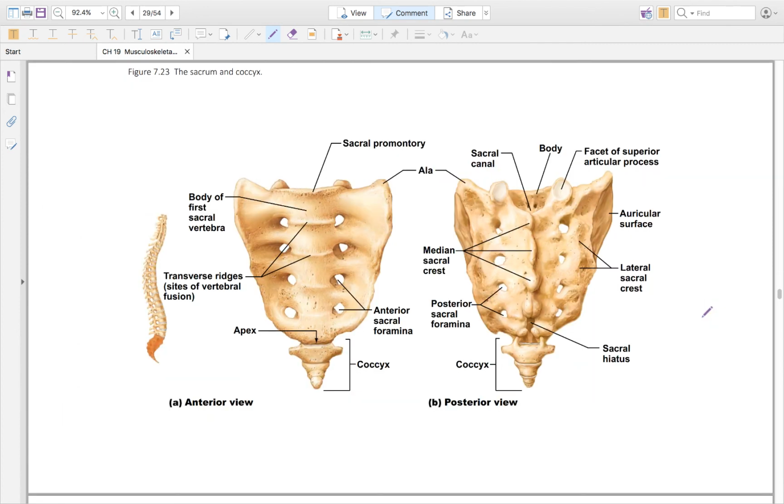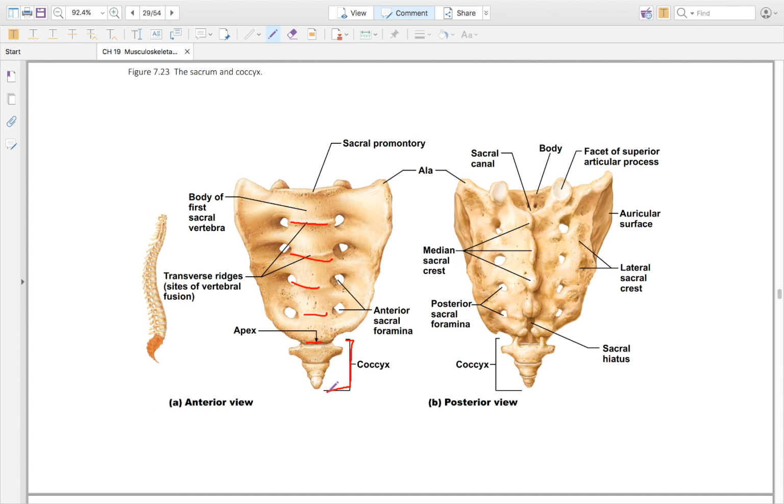Now, the sacrum is pretty interesting. If you look closely, there's 1, 2, 3, 4, and technically 5. These are actually 5 fused vertebrae. So they are fused, and that's why you can see these little holes there, right? And that make up the body of the sacrum. Now, at the very bottom, these are also fused bones. 1, 2, 3, 4 fused bones, and that's your coccyx bone.